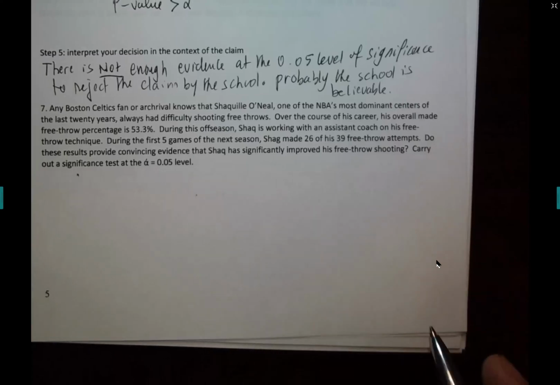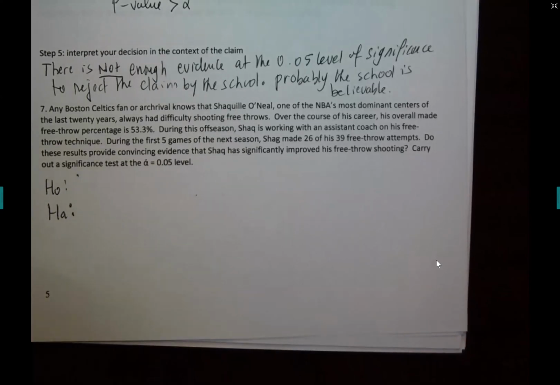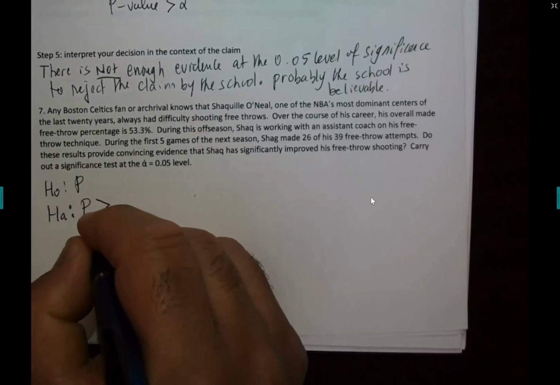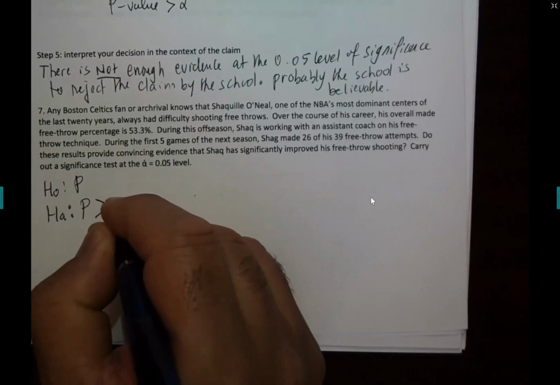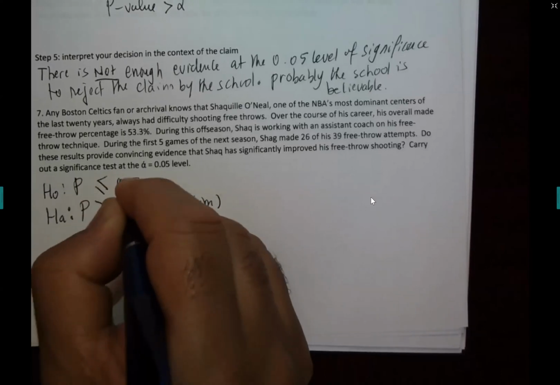Use alpha equals 0.05. Would one of you please, guys, tell me what should H0 and HA be here? We want to see if he improved. How would you word this one in terms of the letter p? Any suggestions, guys? I'm listening. What should the alternative and the null hypothesis be? Any ideas? Equal. We want to see if he improved. Improved means more than what he had before, more than 53.3%. And you've changed it to a decimal, it's 0.533. That's the claim. And the null is p less than or equal to 0.533.